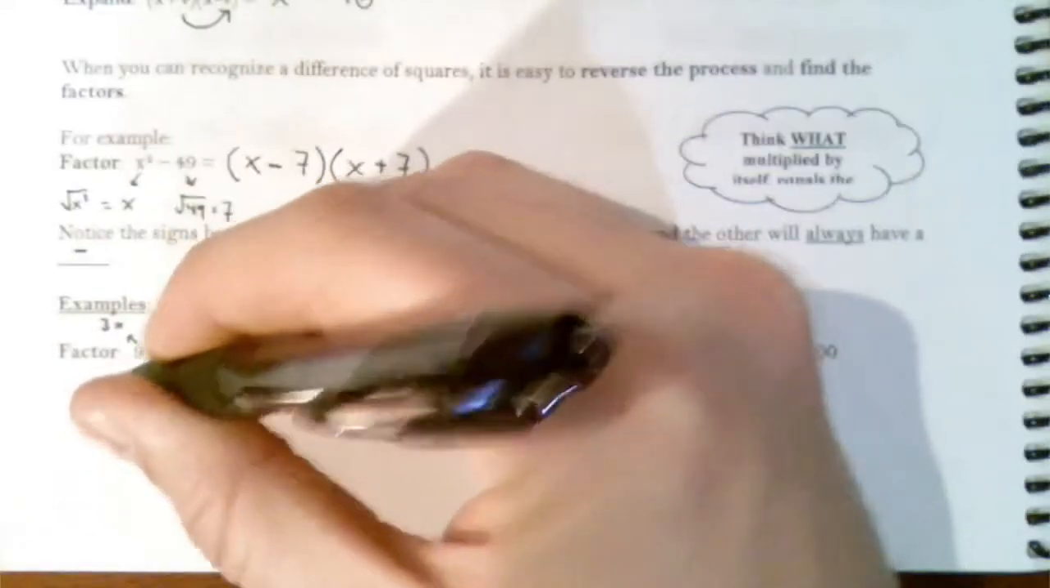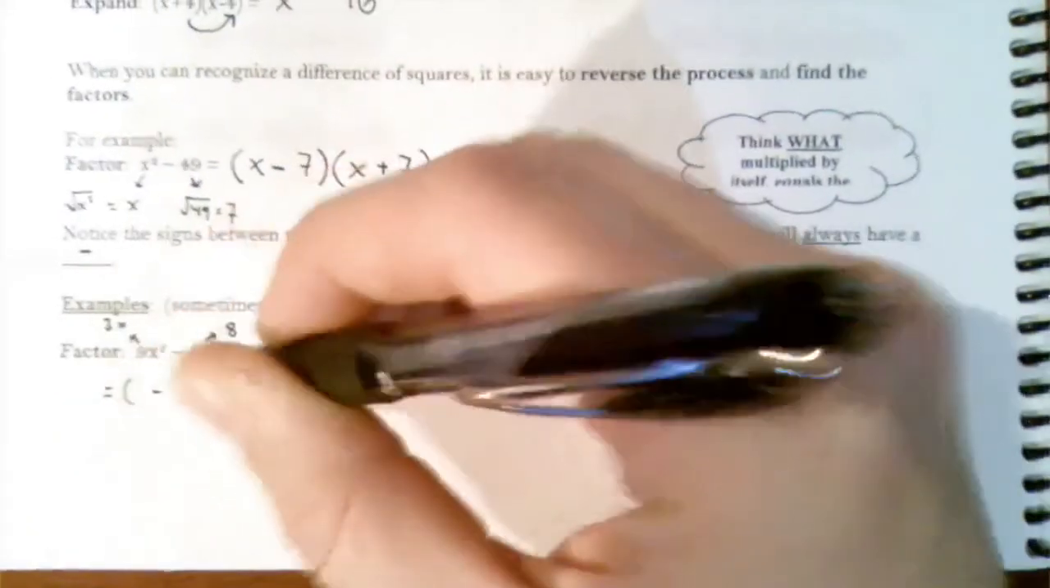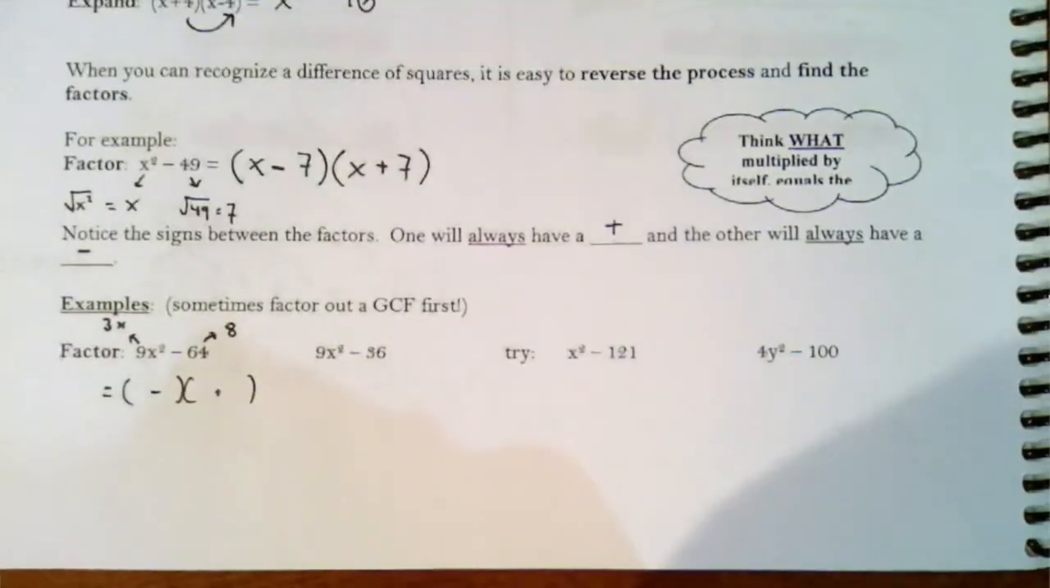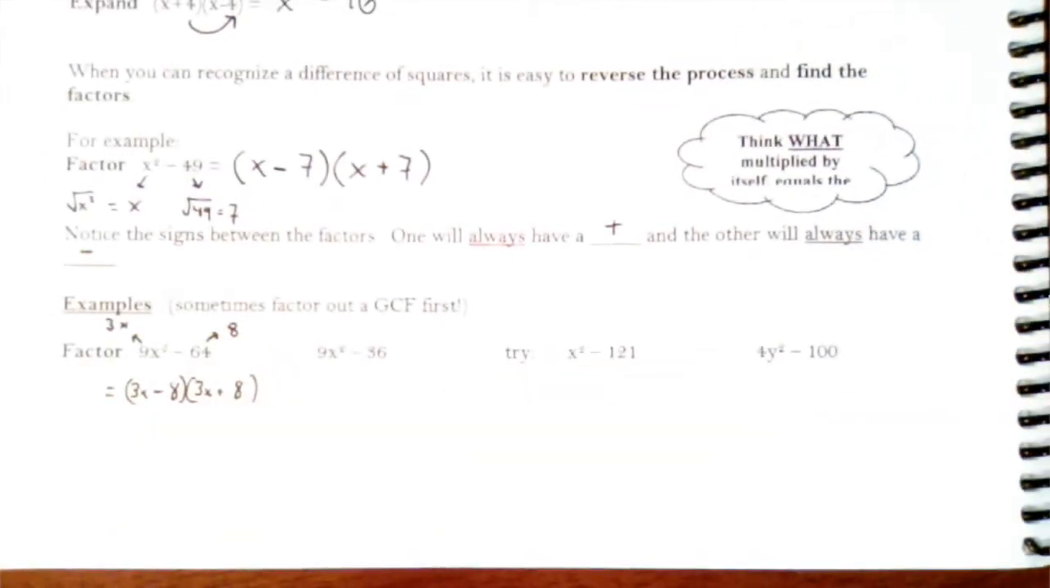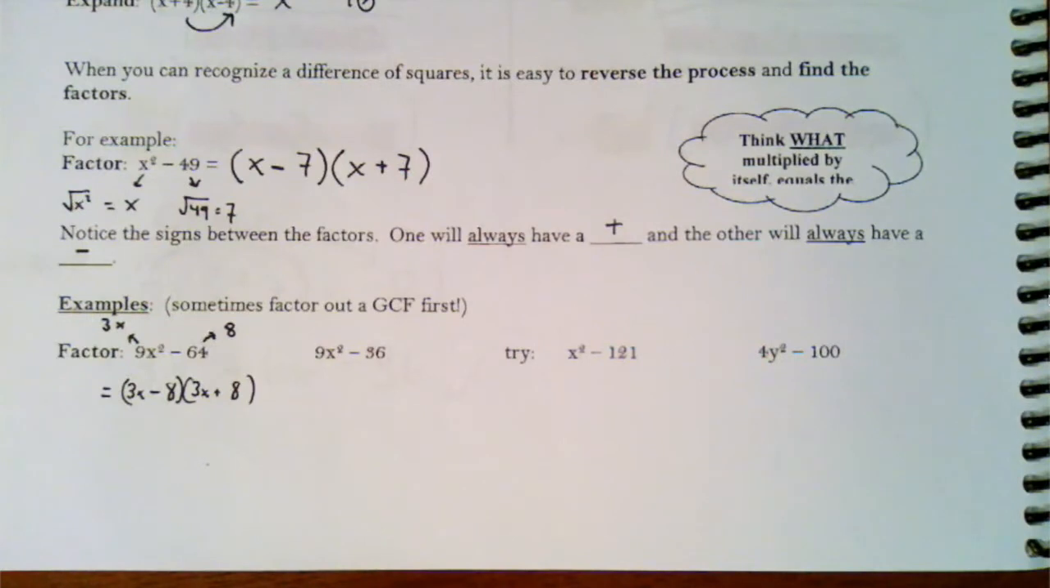So if we want to factor it, we can make almost twins. One minus, one plus. And what goes in both brackets? The 3x goes first, and the 8 goes second. And if we wanted to check, we could just expand it, and we'd end up right back here. One more example, and then 2 for you to try.